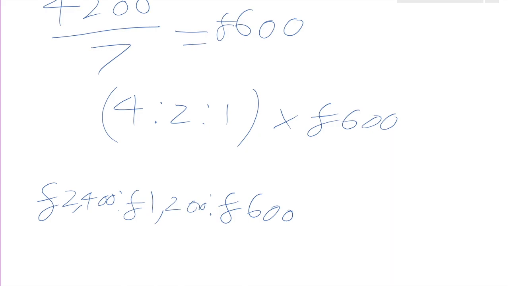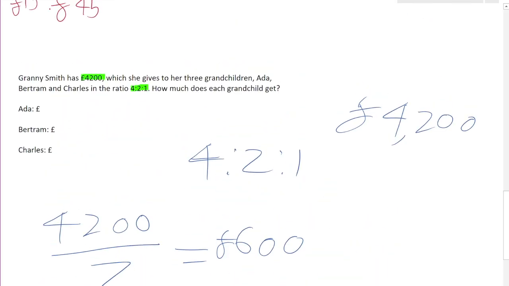So that's all for my video today, in case you were wondering. I assume you weren't, but Ada, Bertram and Charles are all famous mathematicians. If you can tell me who they all are, feel free to put that in the comments.